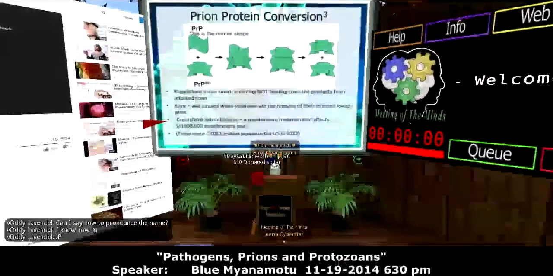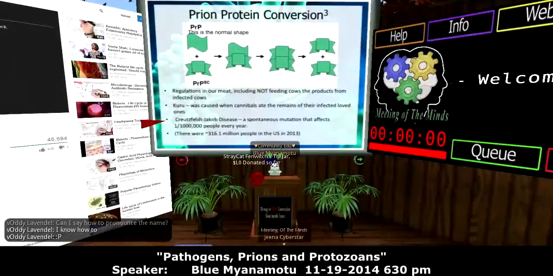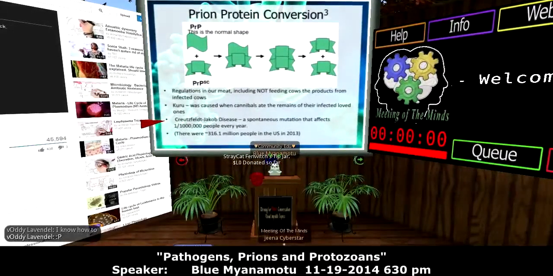So according to the CDC, chronic wasting disease is a prion disease that affects North American cervids, hoofed ruminant mammals with males characteristically having antlers. There you go.